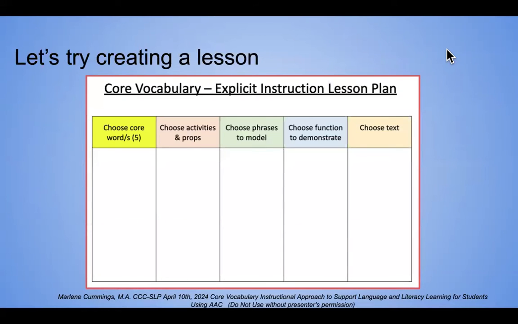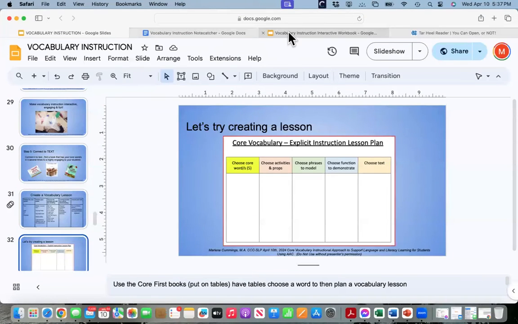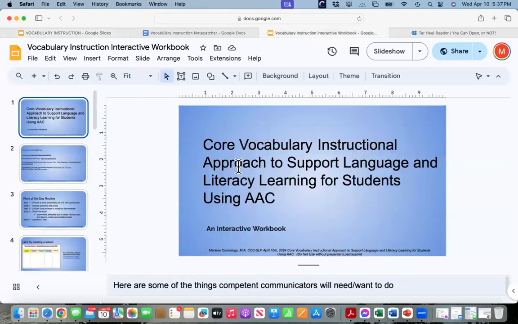So I have provided you with a core vocabulary explicit instruction lesson plan, and you download it and it forces you to make a copy. And so we have about 20 minutes. So I'm going to give you about 10 minutes to begin to make a lesson. So let me pop out of here. And this is your interactive workbook. Excuse me. I have talked too much today.